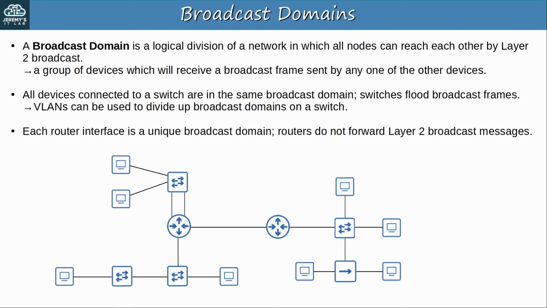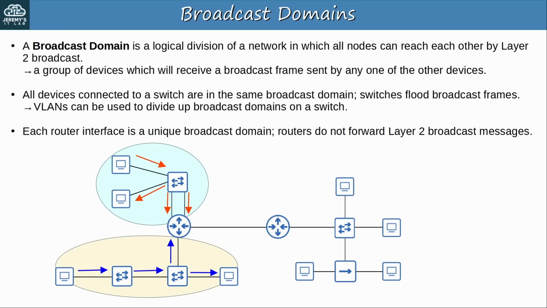Now let's check the answer. Here's one broadcast domain. A broadcast frame sent from any one of the interfaces in this group will reach all of the others, so they are in one broadcast domain. Note that, although I said each interface on a router is a unique broadcast domain, these two are actually in the same broadcast domain because they connect to the same switch. They will receive each other's layer 2 broadcast messages.